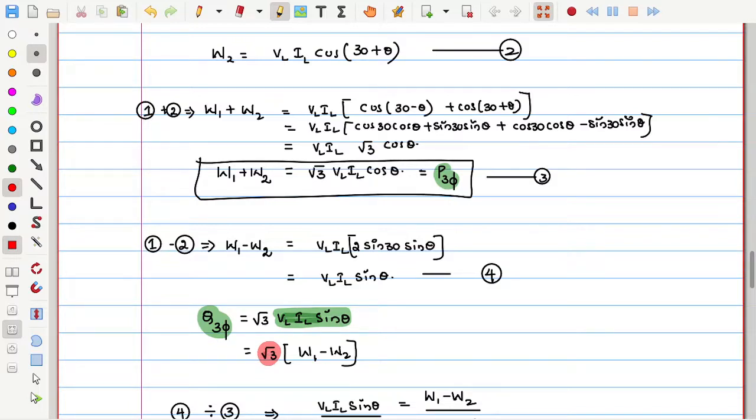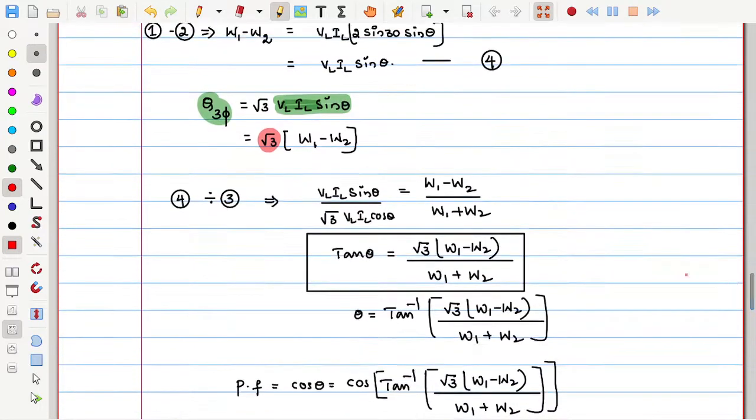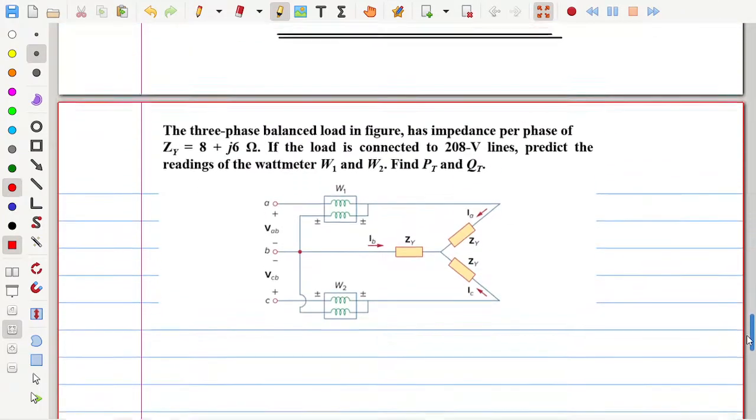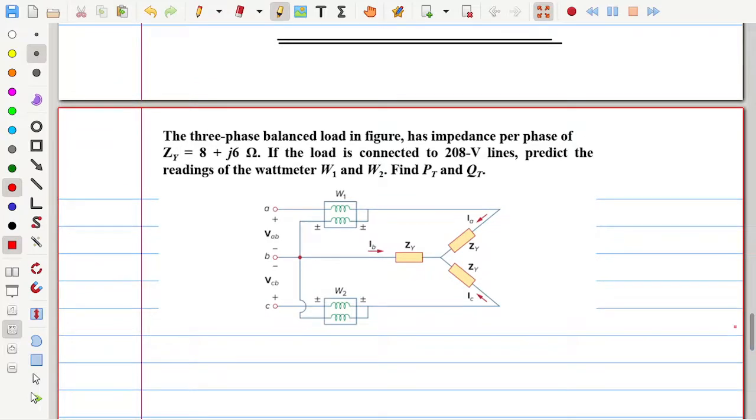Many people in a hurry will say that W1 plus W2 is active power, W1 minus W2 is reactive power, which is wrong. Root 3 times (W1 minus W2) is reactive power, and the power factor is cos of tan inverse of this. Just quickly see this problem and let us wind up the things.